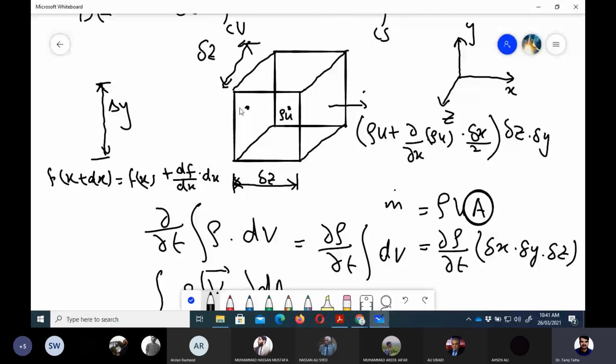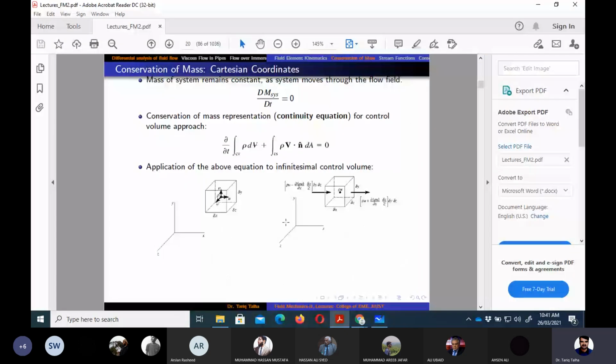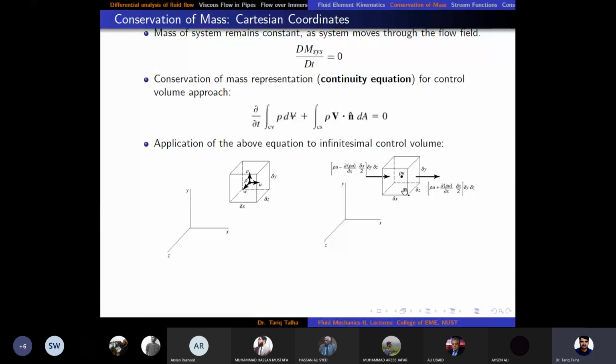Similarly, we can find the mass value at the left face, which would be equal to rho u minus partial by partial x of rho u into del x by 2, and then into del y del z. It is a little bit small as I have written it, but it is shown clearly on the lecture slide. So we can find the value at the right face by using Taylor series, as well as at the left face.